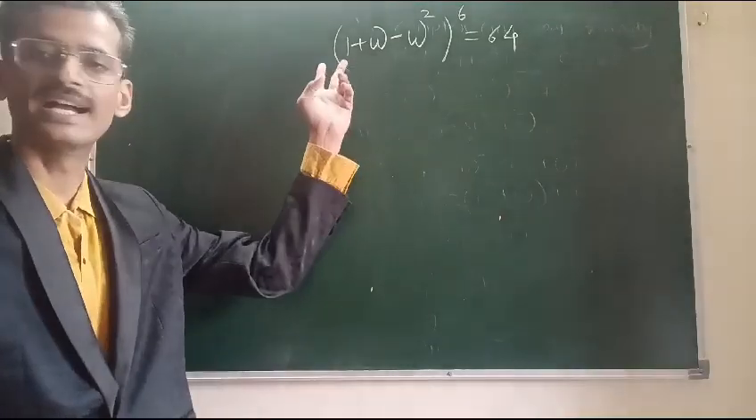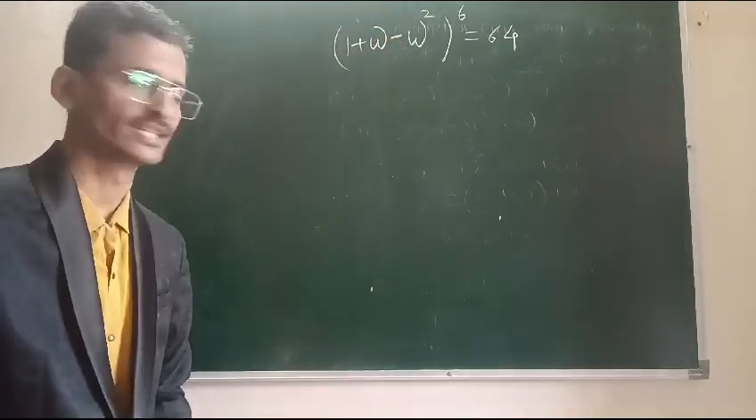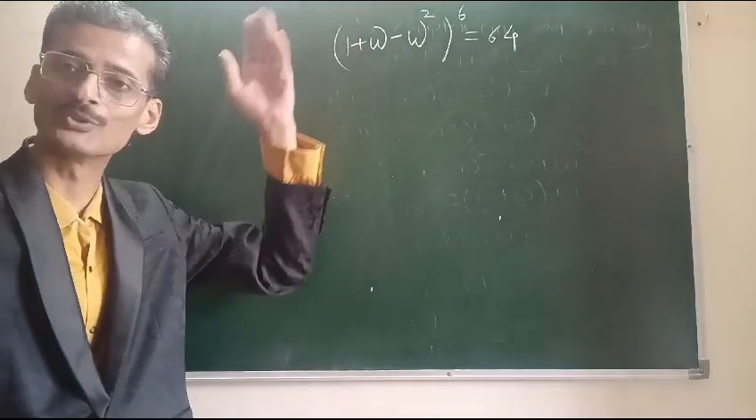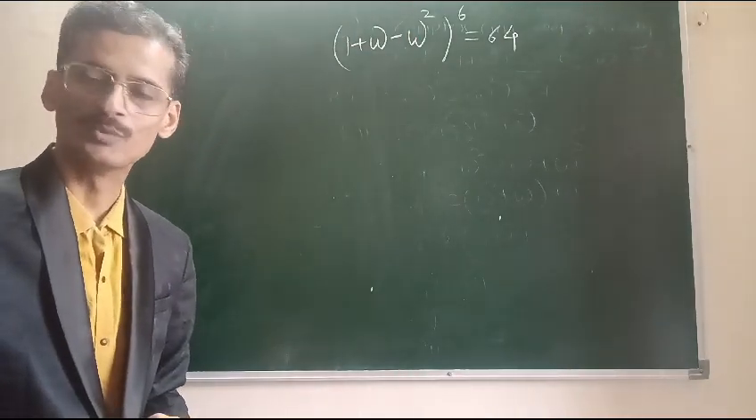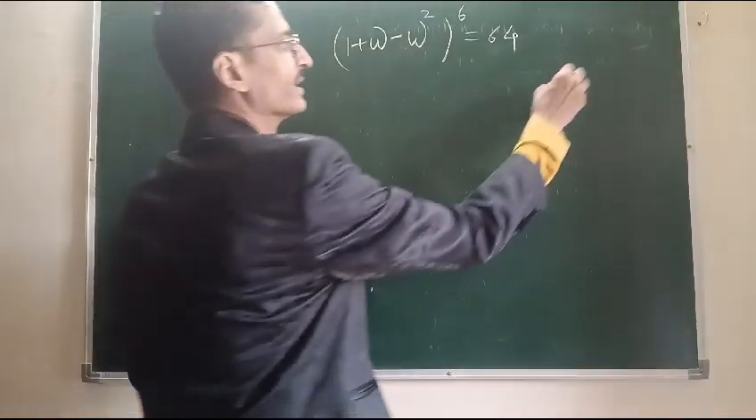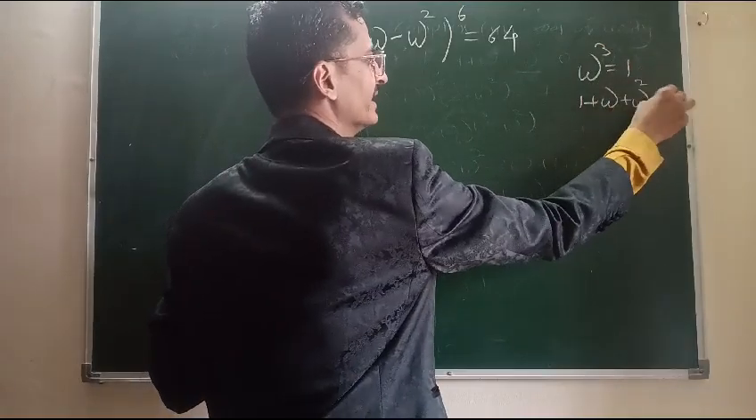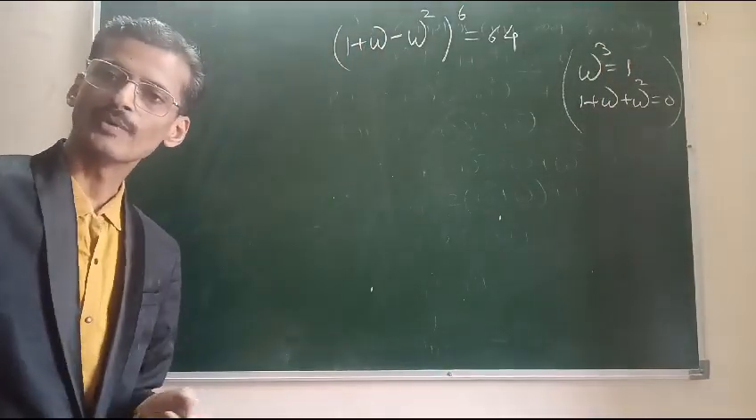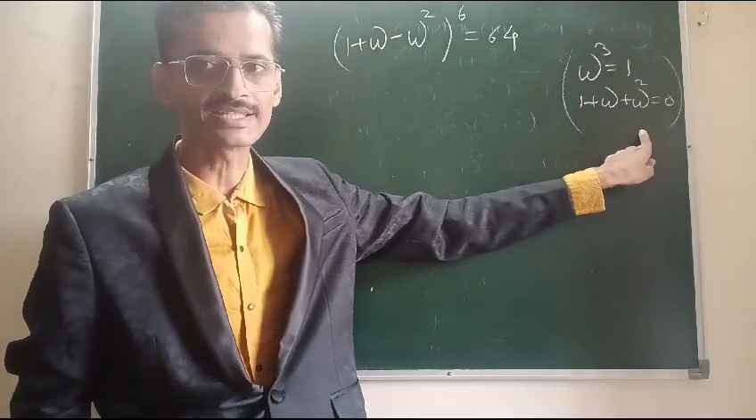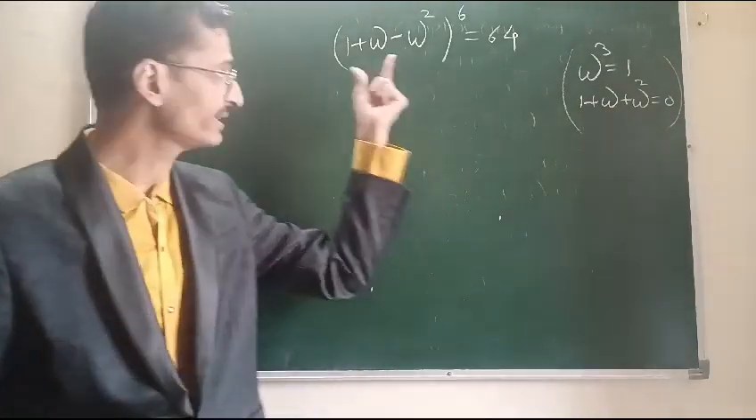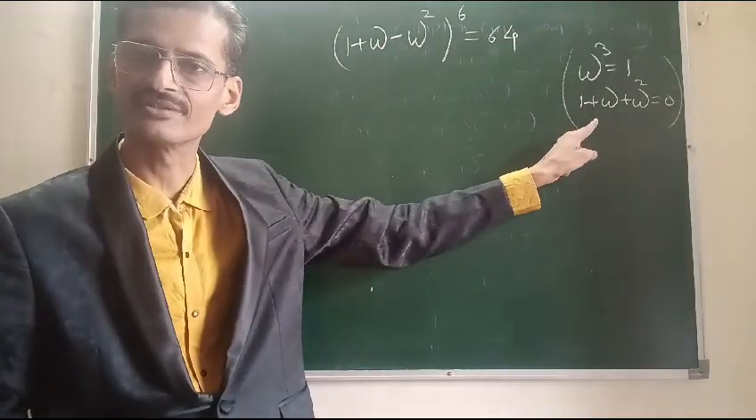Here the question is, prove that 1 plus omega minus omega square whole raised to 6 is equal to 64. Now no need to find the whole raised to 6 by the binomial theorem. Here the question is actually very simple. Omega is complex cube root of unity, and so we know that omega cube is 1 and 1 plus omega plus omega square is 0. So we will use this here. So 1, omega and omega square, these are 3 parts here. So if from these 3 parts, 2 parts are given, use that.